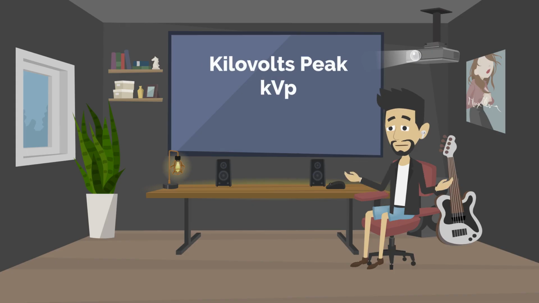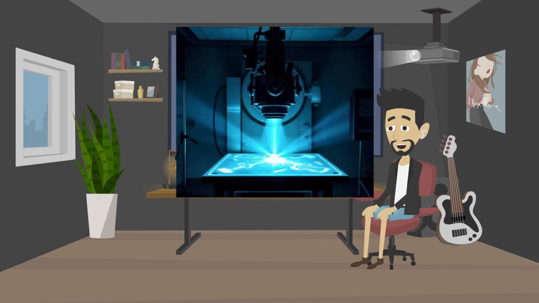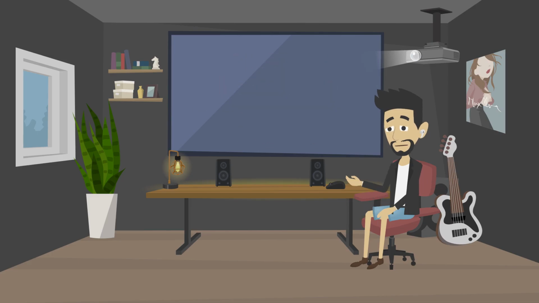Next, let's talk about kilovolts peak, or simply kVp. This factor is the primary controller of radiographic contrast. kVp controls X-ray penetration and controls both the quantity and quality of the X-ray beam. As the kVp is increased, the energy of the photons in the beam is increased, changing its quality. As the photon energy increases, the penetrating ability of the photons increases. When larger or denser body parts are X-rayed, the kVp is increased so that the photons can get through the body part and reach the IR. The kVp is the primary controller of X-ray penetration.